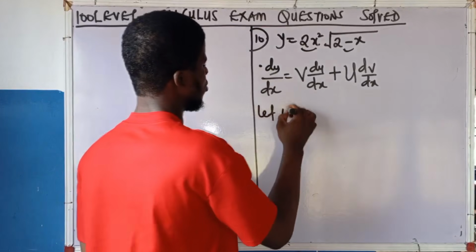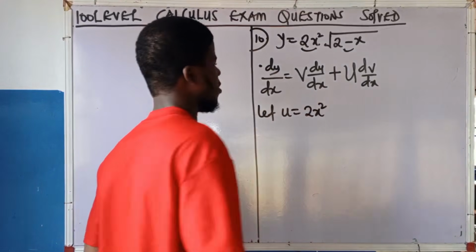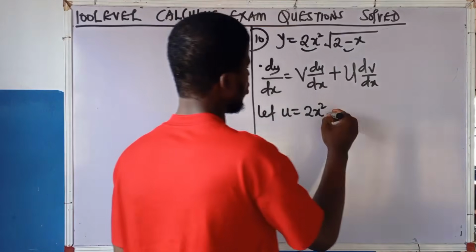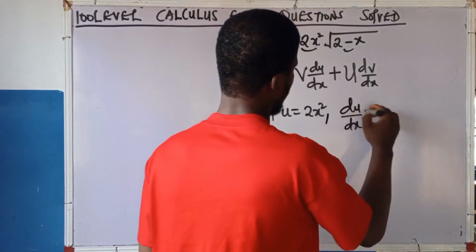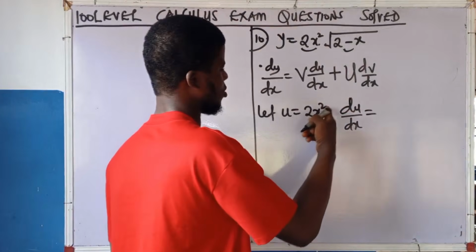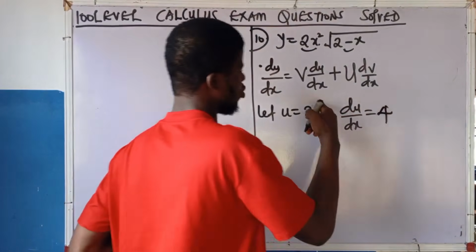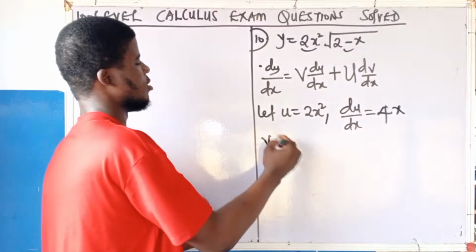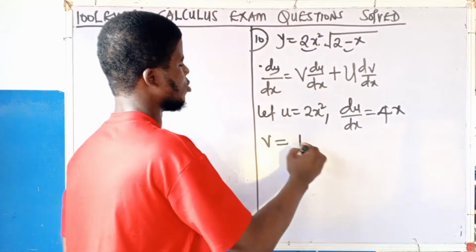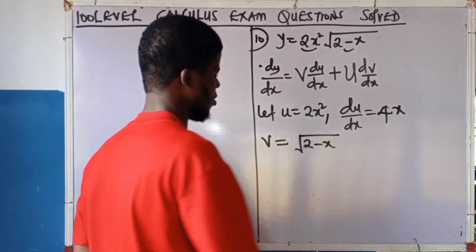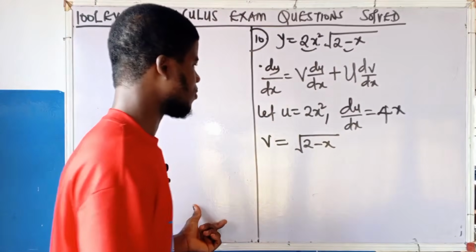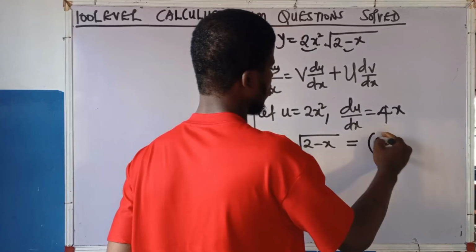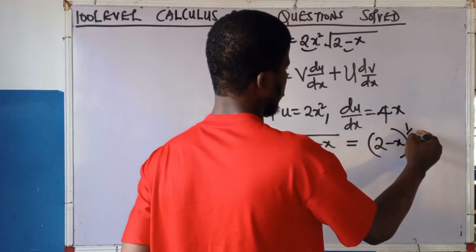So let u be 2x squared, which is the first function we have. If I differentiate 2x squared with respect to x, which is du/dx, what will I get? I will get 4x. 2 times 2 is 4. Then 2 minus 1 is 1. So 4x. Alright. Now, v will be the other part of the function. The square root of 2 minus x. Before I differentiate this function, I think I showed you earlier that the square root of 2 minus x is equal to 2 minus x raised to the power of 1 over 2.